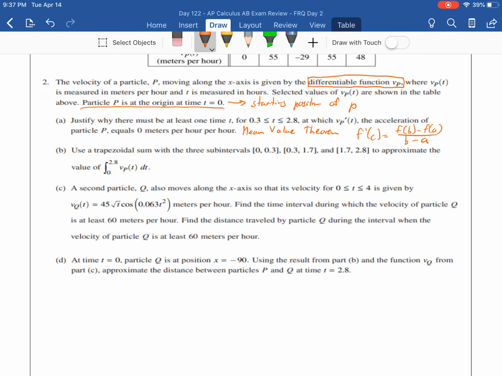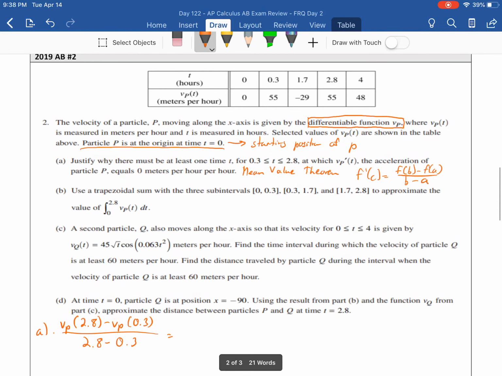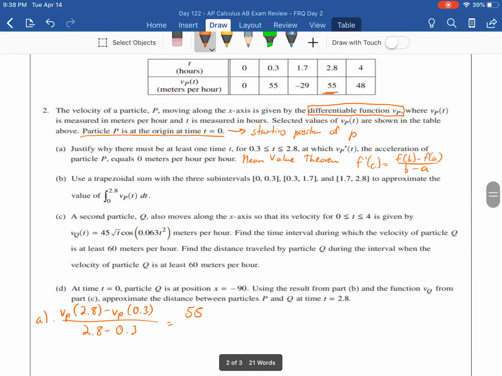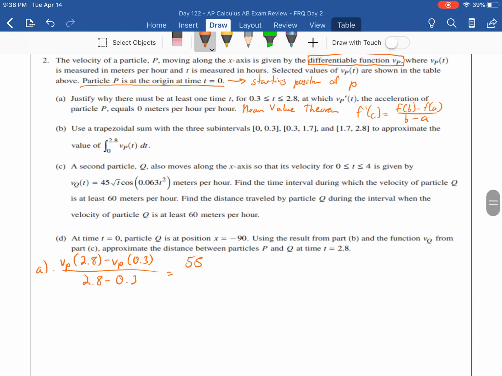So let's find the slope first between those two endpoints. So this is part A here. So we're doing v sub p of 2.8 minus v sub p of 0.3 all over 2.8 minus 0.3. So if we look at our table, v sub p of 2.8 is 55. V sub p of 0.3 is also 55, so 55 minus 55 over 2.5. So right off the bat, you'll see that the slope between these 2 points is 0.